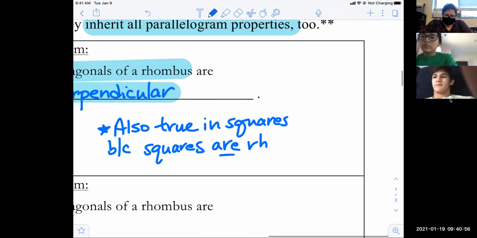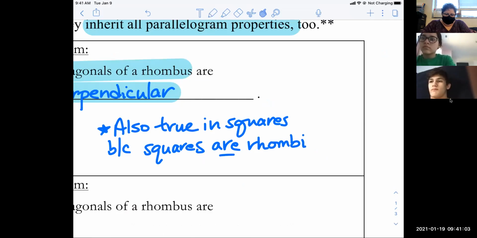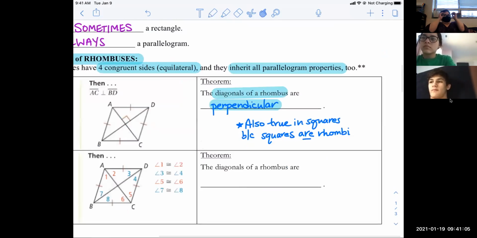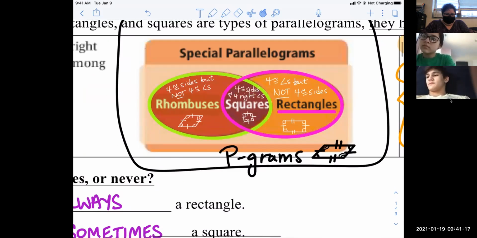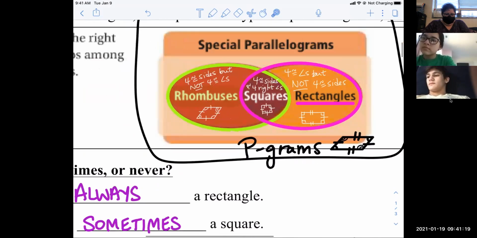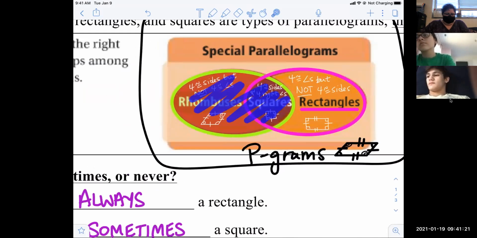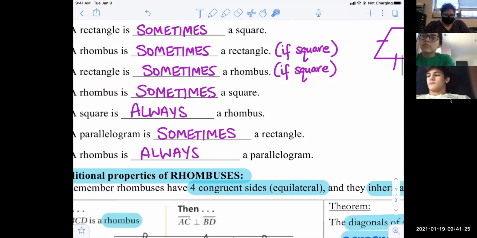You can also say rhombi. Rhombuses and rhombi are both plural for rhombus. So again, when you think rhombus, you need to think it could be a square or it could just be a rhombus. So when I say rhombus, it doesn't mean the rhombuses are not squares. When I say rhombus, I'm talking about anything in the rhombus category. So anything in here. Okay, so that includes squares.